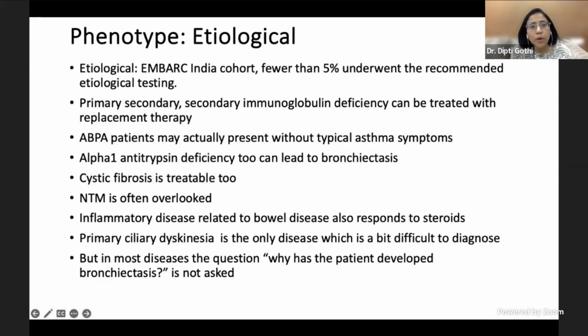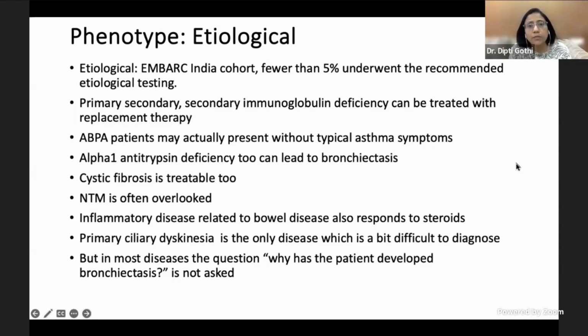When you are talking about the phenotype in terms of etiology, there was one very large study called EMBARK, India cohort, and what they saw was that fewer than 5% underwent the recommended etiological testing. So in India, there is no particular concept of finding out why the patient has bronchiectasis. That question is not asked. Bronchiectasis, okay, fine, go ahead, treat. You treat what? One important aspect is that the treatment will depend on what the underlying etiology is.